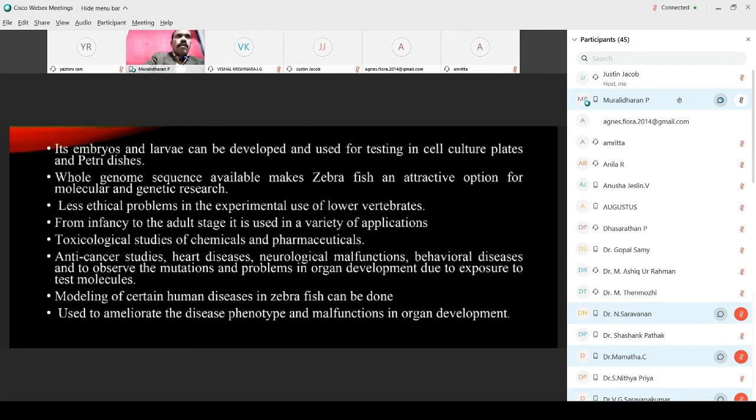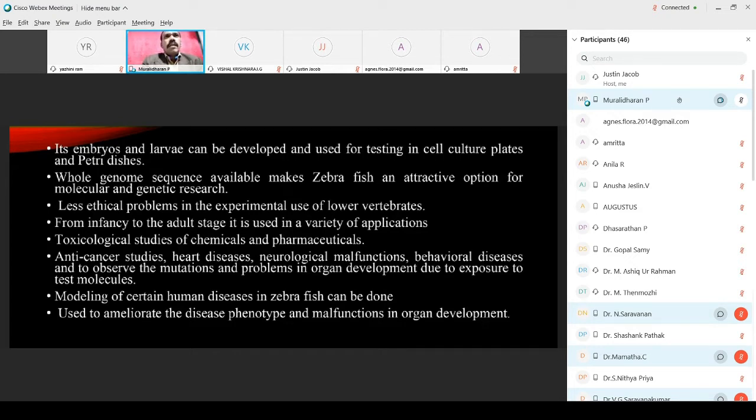Its embryos and larvae can be developed and used for testing in cell culture plates as well as petri dishes. And the whole genome sequence is already available as a source, which makes the zebrafish an attractive option for molecular as well as genetic research. So for this molecular and genetic research, since the genome sequence is already available, you can go for this type of research. And it has very few ethical problems in experimental use since it is a lower vertebrate.